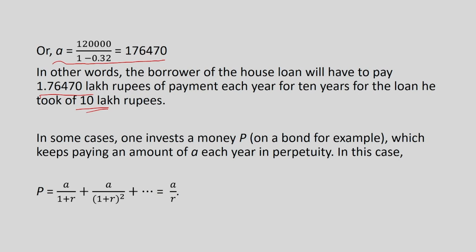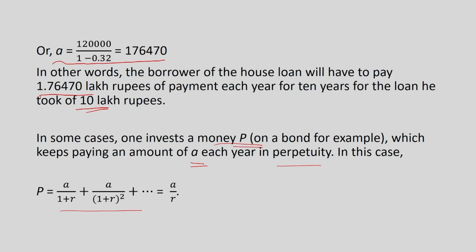In some cases, one invests a money capital P, suppose, on a bond, for example, which keeps paying an amount of small a each year in perpetuity. In perpetuity means forever. In this case, we similarly use the same idea that if you are going to get a amount of money per year, let us say from next year.